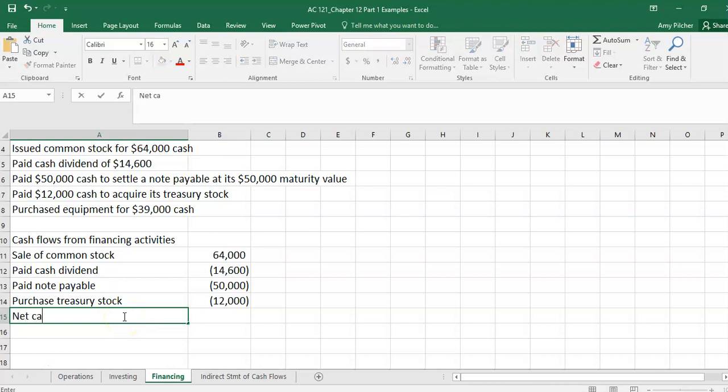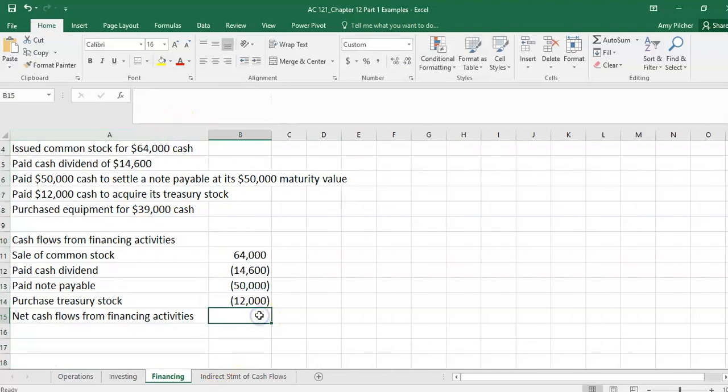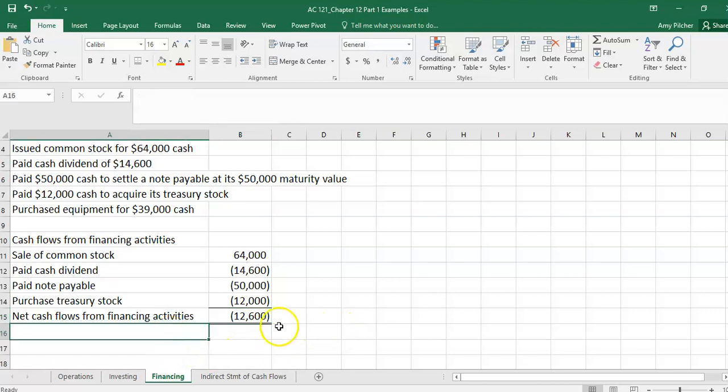So now we have the net cash flows from financing activities. And we add all those up, and we see that our net cash flows from financing is negative $12,600. In the next video, we're going to prepare a full statement of cash flows, and then I'm going to go through a really quick example that's going to help you with homework questions.